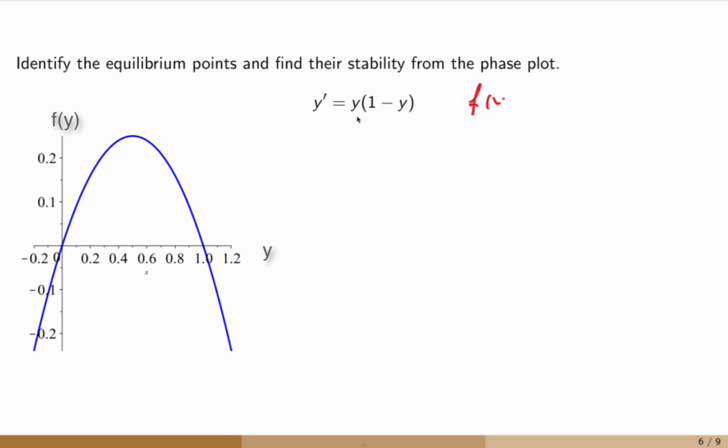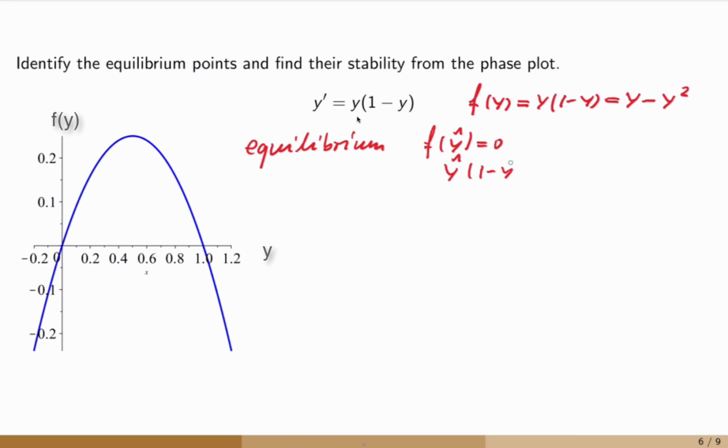So f of y, the function we are interested in, is y times 1 minus y, which is also y minus y square. So what do we have to do again? An equilibrium satisfies f of y hat is equal to 0. So this means y hat times 1 minus y hat is equal to 0. So we have two solutions. y hat is 0 or y hat is equal to 1. Two equilibria. And they are right here and here, as we can see from the intersections.